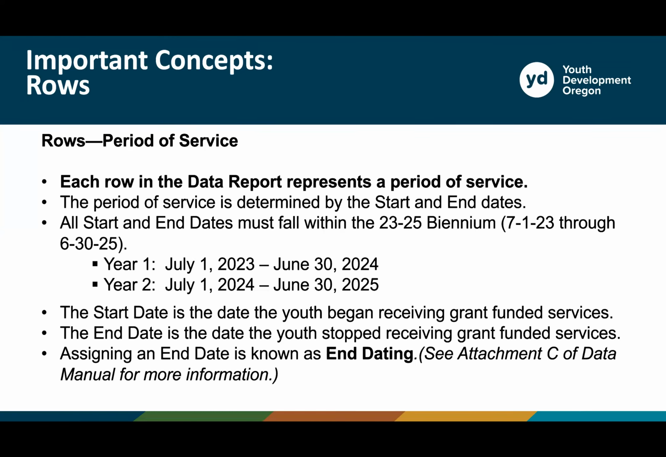on this data report. The start date is defined as the date the youth began receiving grant-funded services, and the end date is the date the youth stopped receiving grant-funded services. Assigning an end date is known as end dating, and for more information on end dating, you can see attachment C of the data manual.